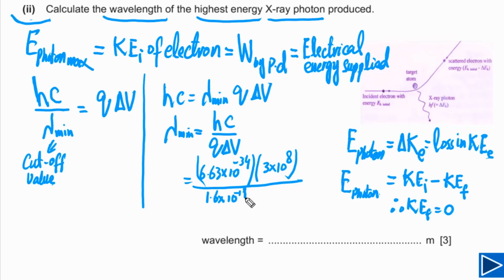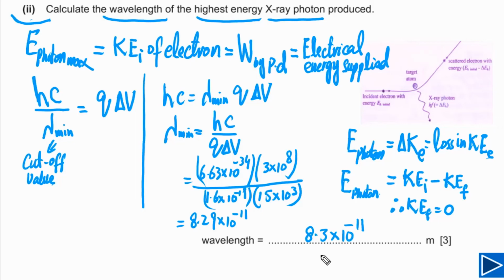q is the charge on a single electron, meaning the elementary charge. This is 1.6 times 10 to negative 19 coulombs. The potential difference given to us is 15 kilovolts, so we have to multiply by 1000. If we simplify this, our answer is 8.29 times 10 to negative 11. But in our data the least number of significant figures is 2, so it's better to write the answer up to 2 SF. So our final answer is 8.3 times 10 to negative 11.